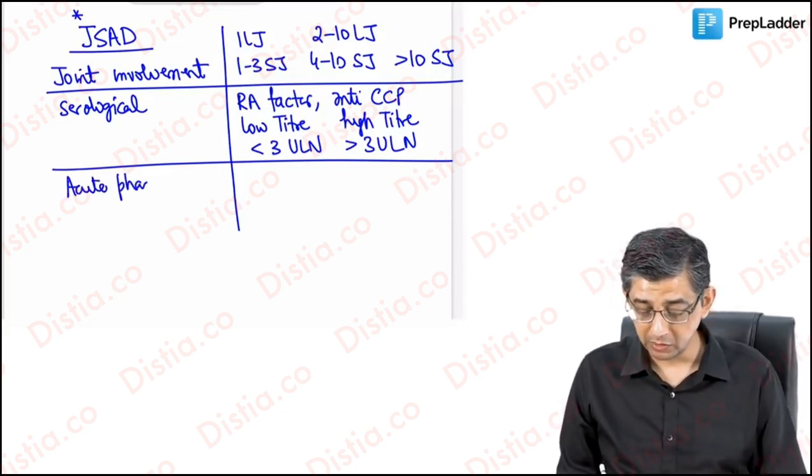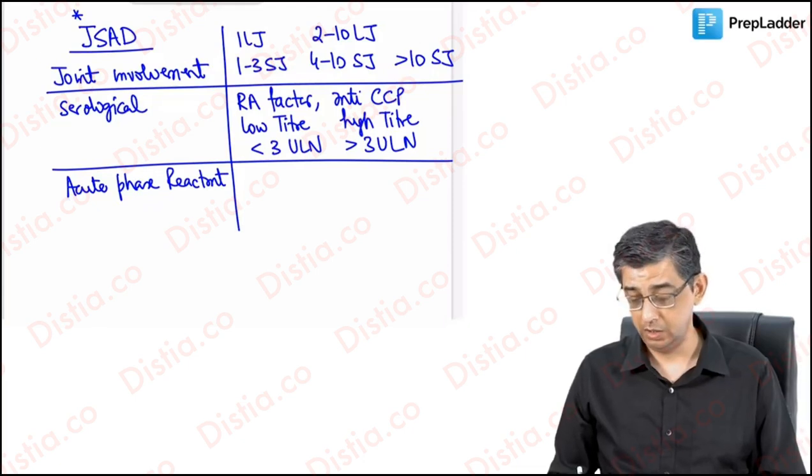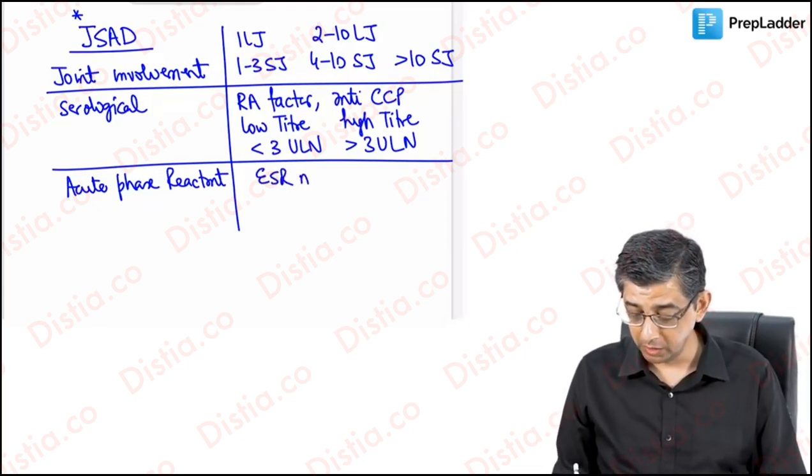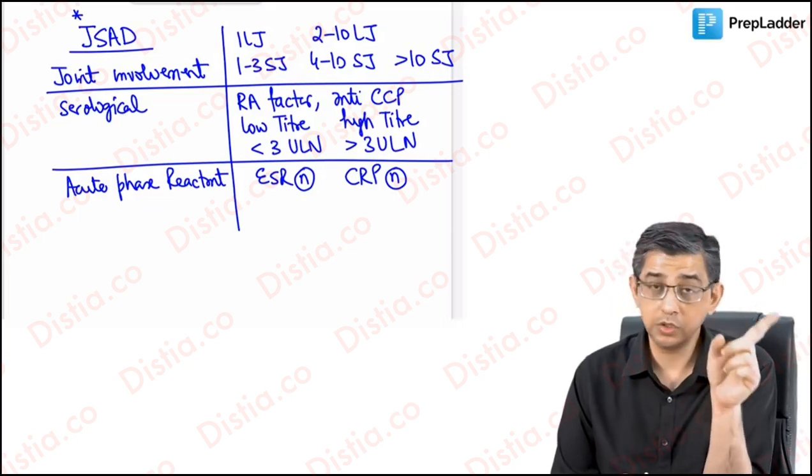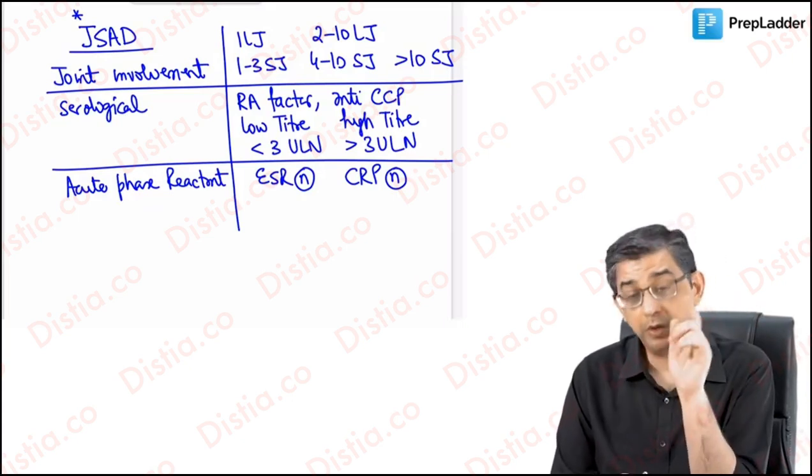There are two of them. One is going to be ESR and the second is going to be C-reactive protein. ESR can be normal. That's a very important statement that I'm saying, guys. ESR can be normal, CRP can be normal either in osteoarthritis or in rheumatoid arthritis.